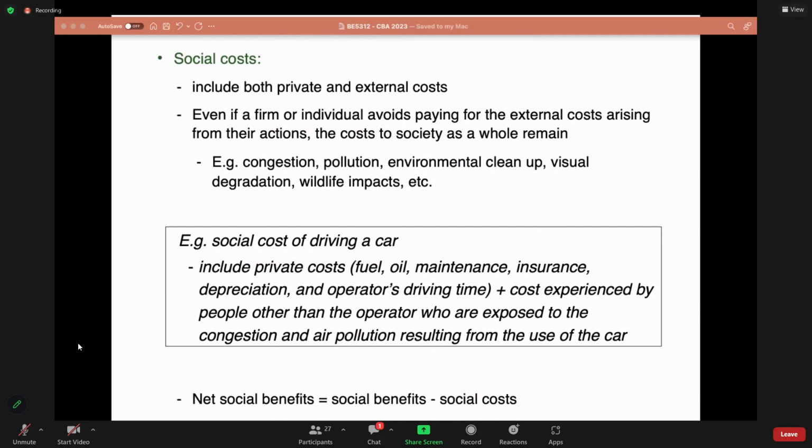plus the costs that will be experienced by people other than me, the people who use this car. They might experience increased congestion because there's one more car on the road, there's increased air pollution, all those things. So the total social cost of that particular activity will include both these types of costs.